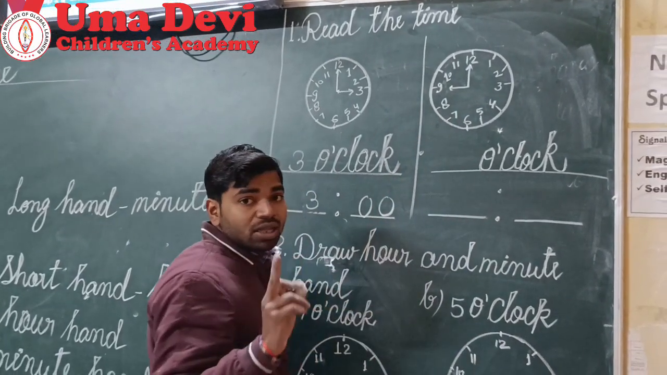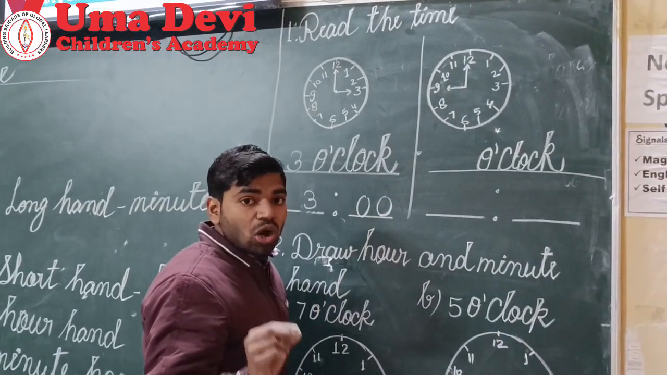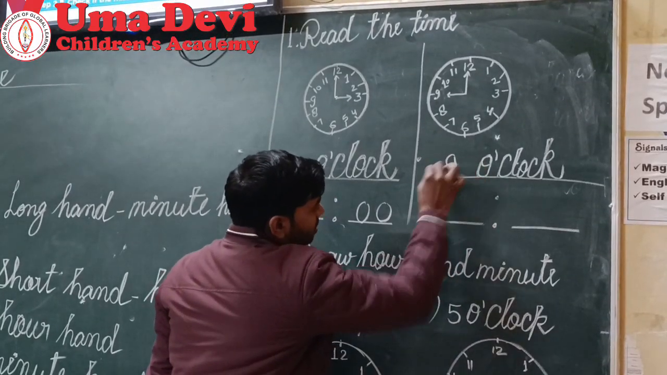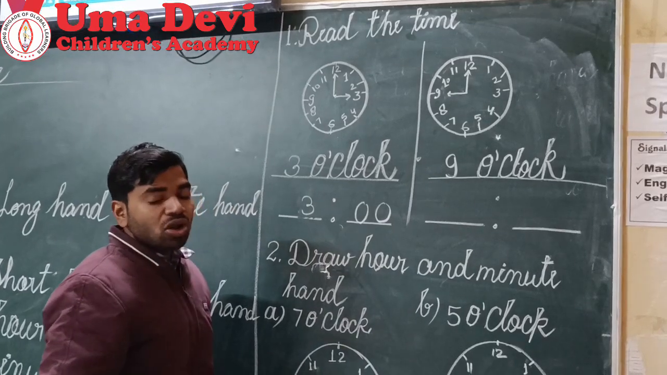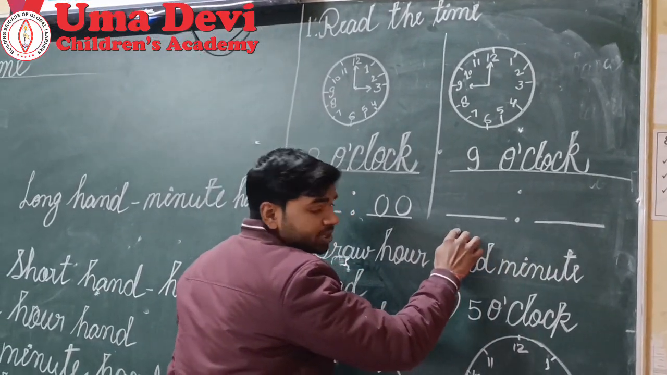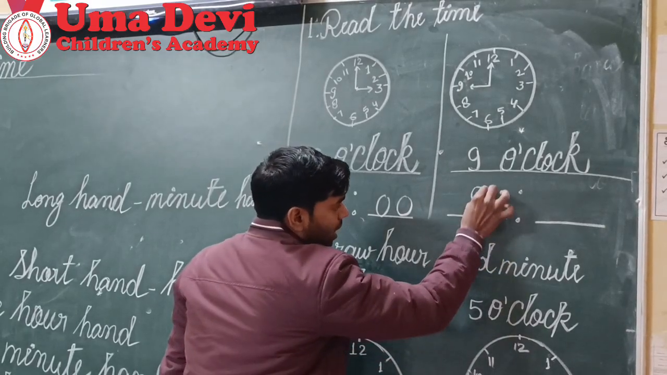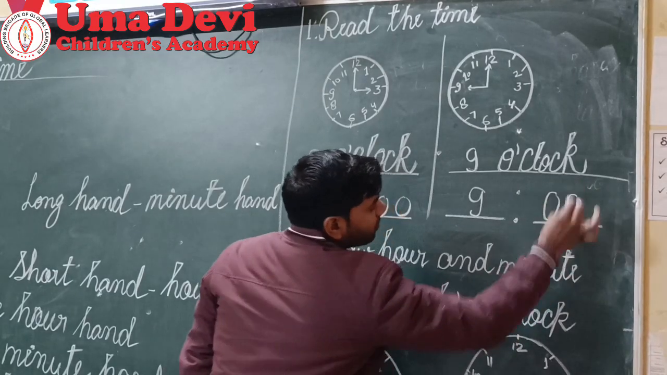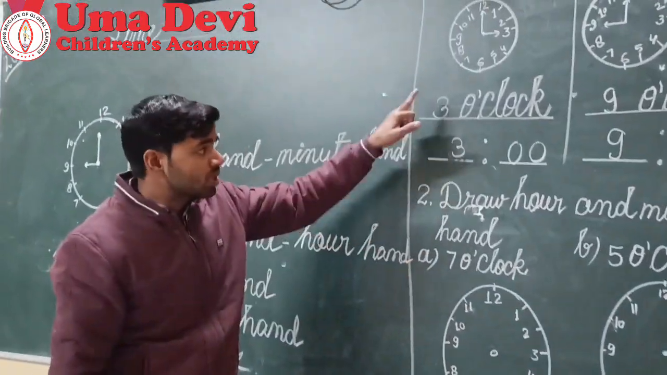We will take the number where the short hand is pointing. So the time is 9 o'clock, and 9 o'clock can also be written in a digital clock like this. 9, then... I hope you understood this thing.